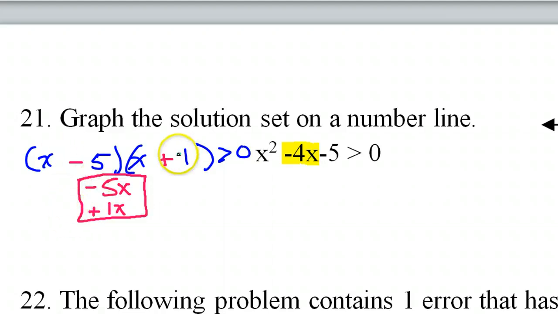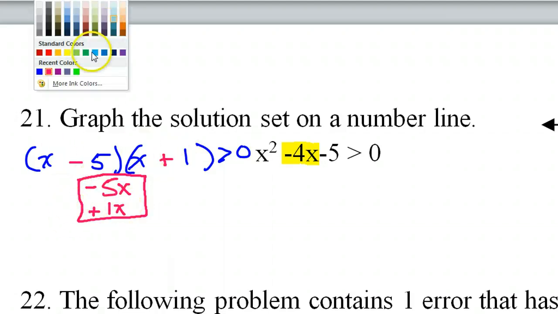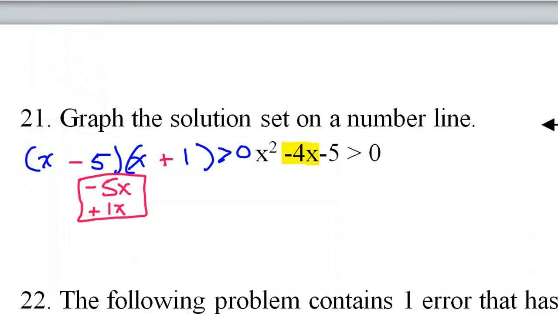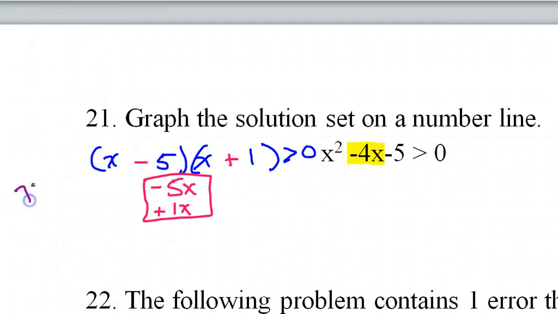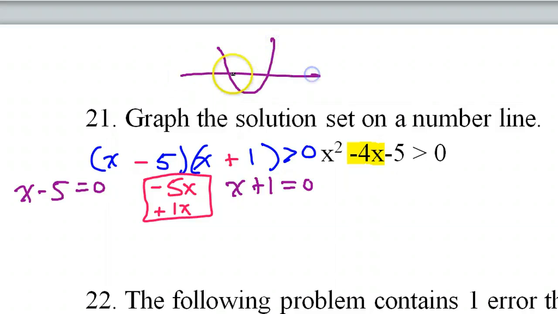Okay, now I need to set these factors equal to 0. So I'm going to do something like this. x minus 5 equals 0, and x plus 1 equals 0. Why am I doing equal and not greater than? Because I'm looking for the x-intercepts. I want to know where the parabola touches the x-axis. I want to know where it equals 0, because that's where it's going to change from greater than to less than. This will be the border between greater and less.